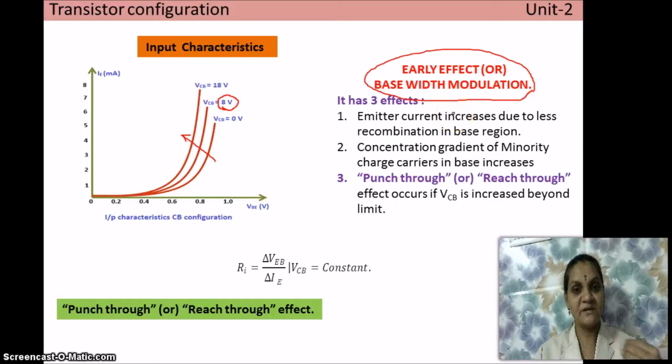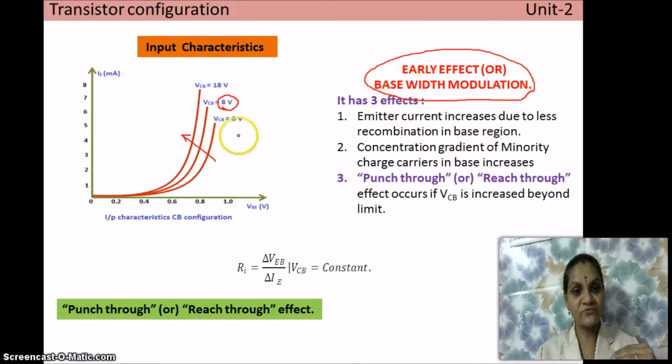The meaning is, whenever there is an increase in the reverse bias voltage, the depletion region formation on the collector junction increases. As a result, the effective base width decreases. Once the base width decreases, only a smaller number of charge carriers will be available in the base for recombination with the electrons emitted from the emitter region, and as a result base current decreases, which in turn increases the emitter current. So this is called base width modulation or early effect.